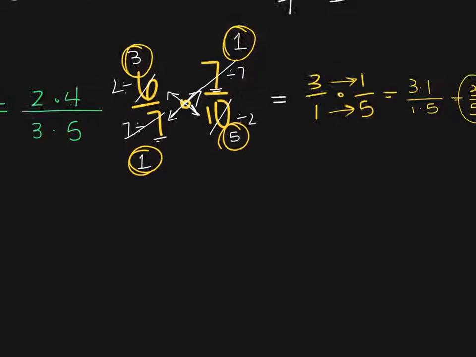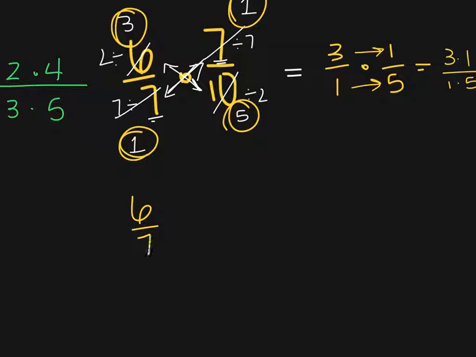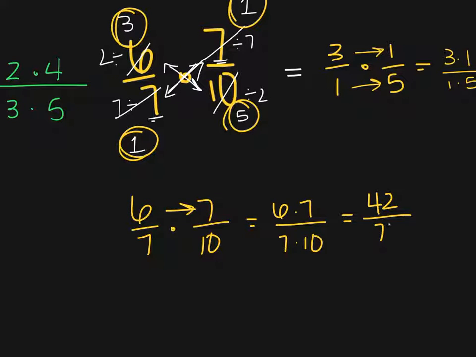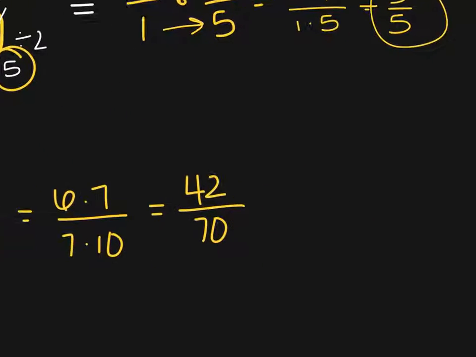Say you didn't do that. Say you had 6/7 times 7/10, and you just went gung-ho, and you were like, alright, I'm just going to do it anyway. Then you're going to have 6 times 7 on top, and 7 times 10 on the bottom. Well, you're going to have 42/70. Okay, and now you're going to have to start reducing.